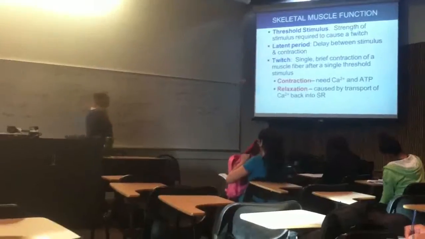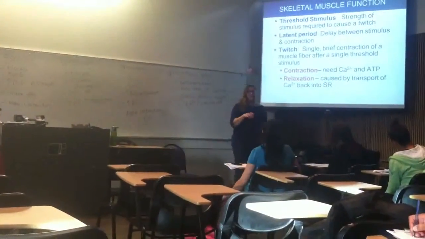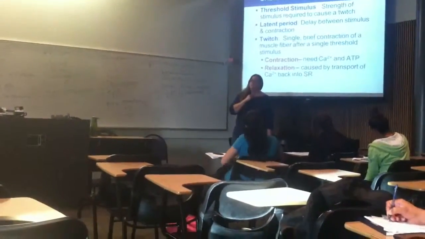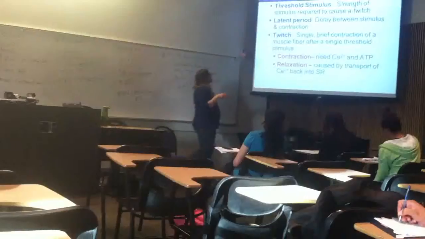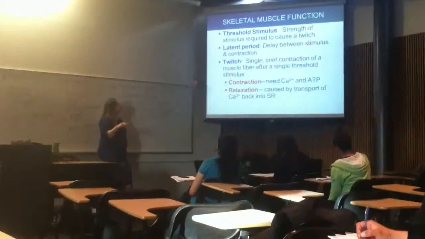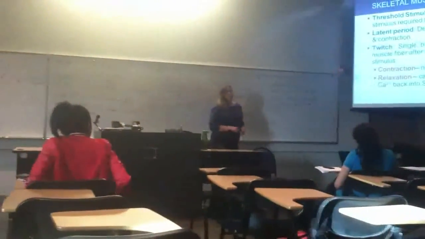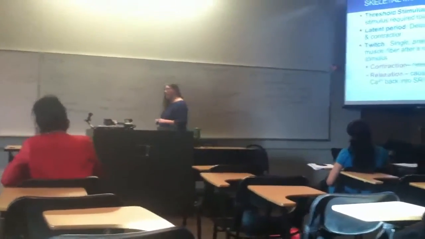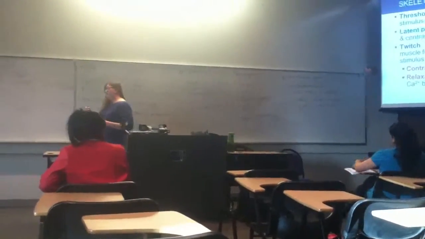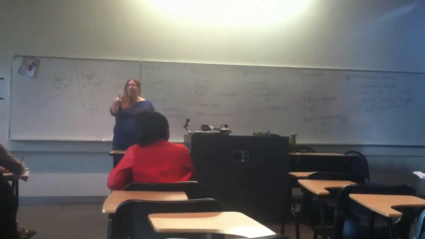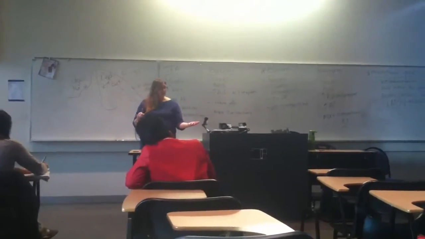Now, you know that threshold for an excitable cell is roughly around negative 55 millivolts, right? Threshold stimulus means you have to hit a certain voltage in order to get an action potential, or, excuse me, a muscle contracting twitch. The latent period, or the latency period, or the lag time, is the time it takes after you zap a muscle with the stimulus for it to ultimately contract.